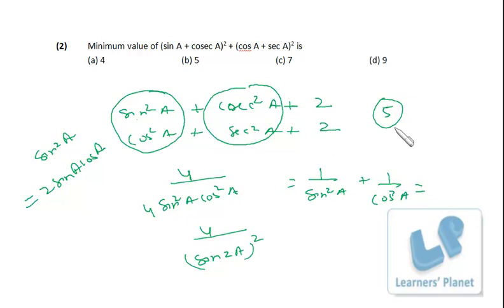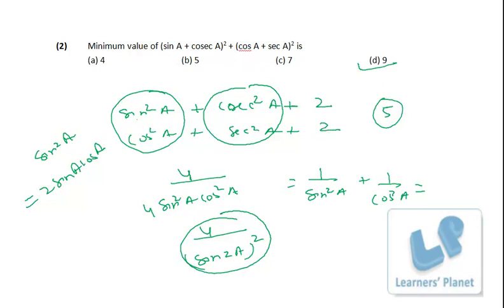Now 5 I already have. Now if I have to get the minimum value of this expression, then sine 2a should be maximum. So the maximum value of sine 2a will be 1, right? So sine 2a is 1, then the square of sine 2a will also be 1. So the minimum value of this part will be 4. Okay, 5 we already have plus 4, that means the minimum value of this expression will be 9.